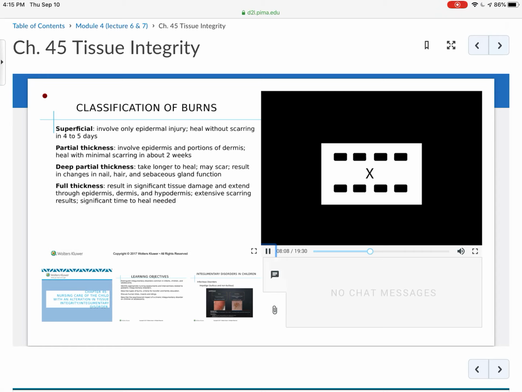Also, assess for abuse. Kids are burned by curling irons, gasoline, fireworks, room heaters, ovens. Get a detailed explanation of it, and if you suspect anything, report it, of course.